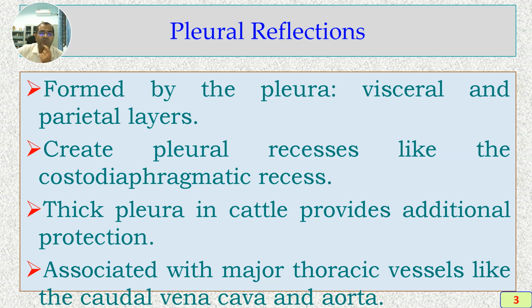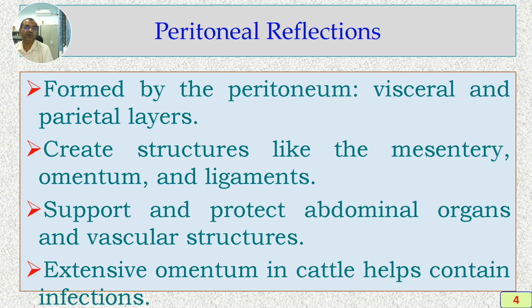The pleural reflections are formed by the pleura, which has visceral and parietal layers, and creates pleural recesses like the costodiaphragmatic recesses. The pleura in cattle provides additional protection and is associated with major thoracic vessels like the caudal vena cava and also the aorta.